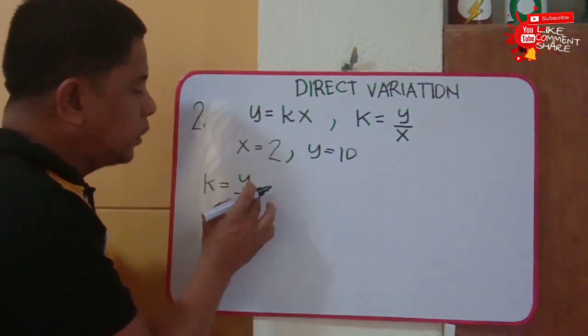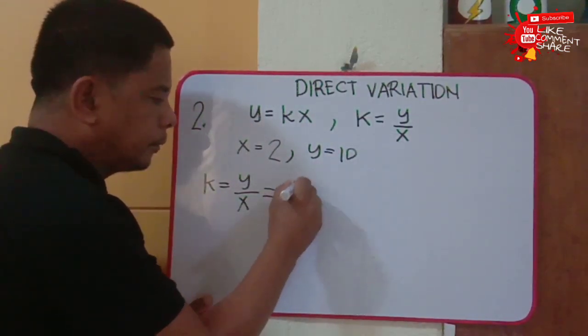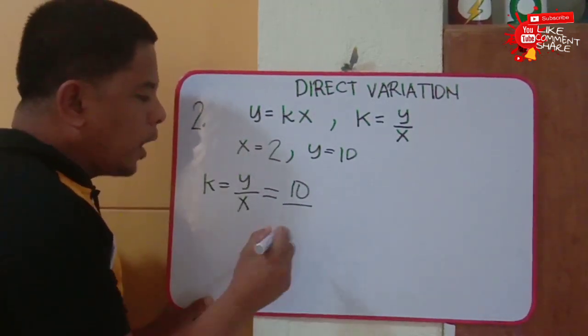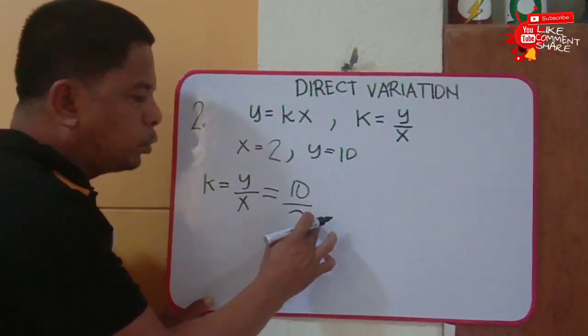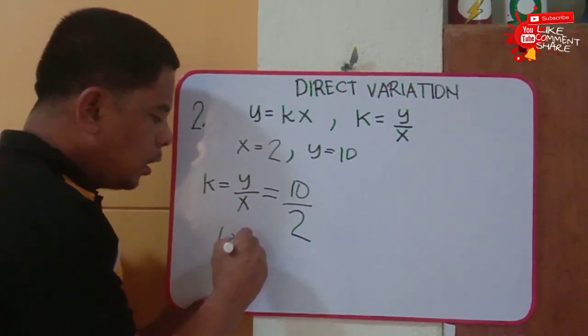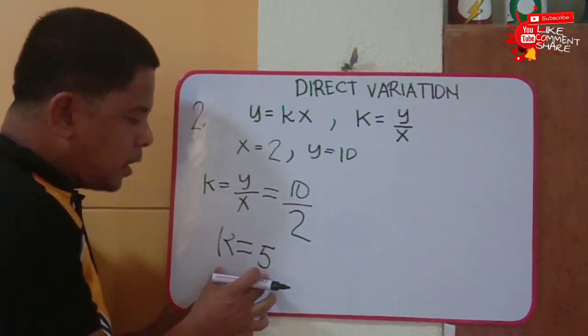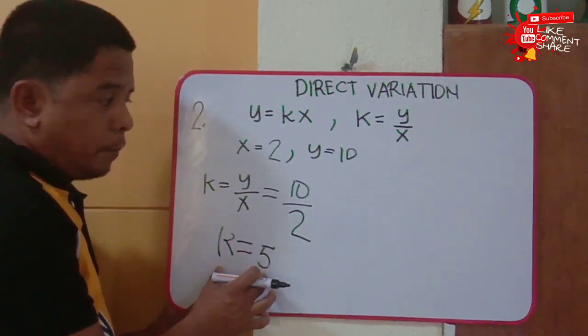So substituting the value. Ano yung value ng y? y equals 10. And substitute the value of x, where x equals 2. Then 10 divided by 2, so k equals 5. So ang constant ng ating given na example, k equals 5.